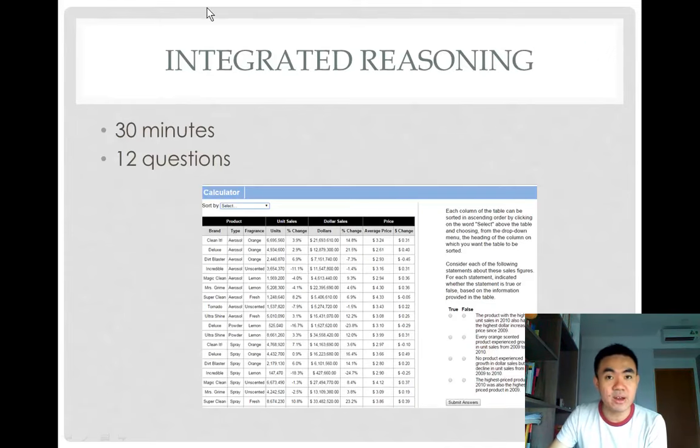The integrated reasoning section is the second part of the GMAT, in which you are given 12 questions on graphs and charts, and you are given 30 minutes to finish this test. This is an example of an integrated reasoning question. Here you are given a table on brands of fragrances and types, and the units sold, the percent charged, and dollars, for example, and you are given 5 true-false questions on this table.